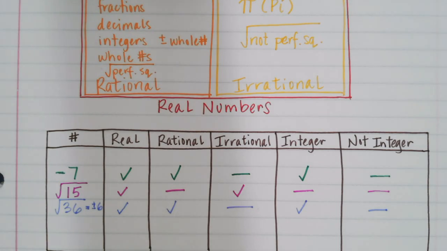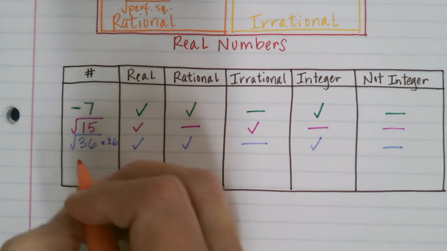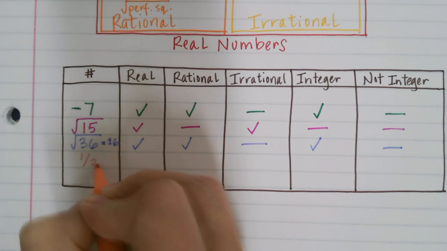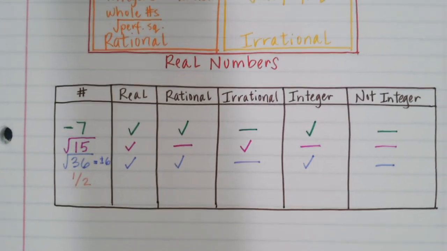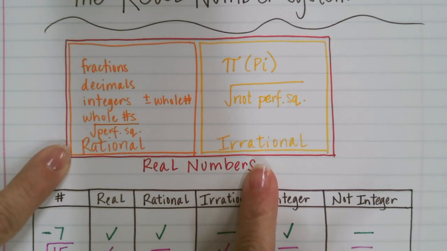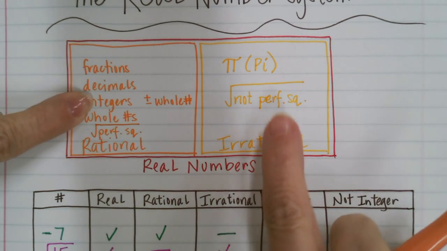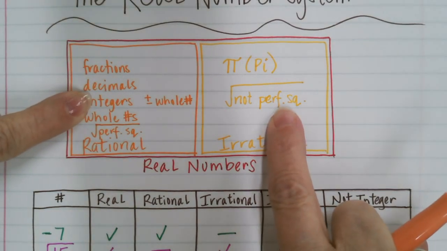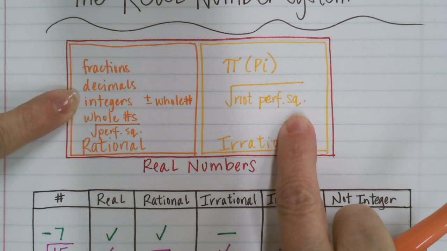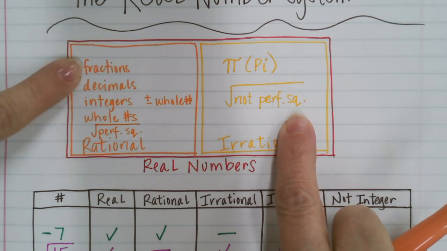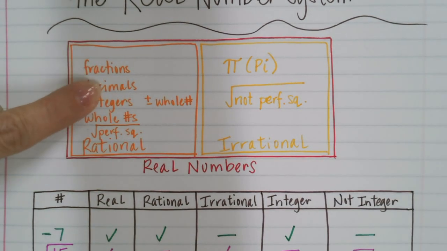Let's say we have the fraction 1/2. Okay, so now we have to figure out which box would the number 1/2 go into? Is it going to go over here or is it going to go over here? Well, 1/2 is a fraction, so that means it's in this box right here.